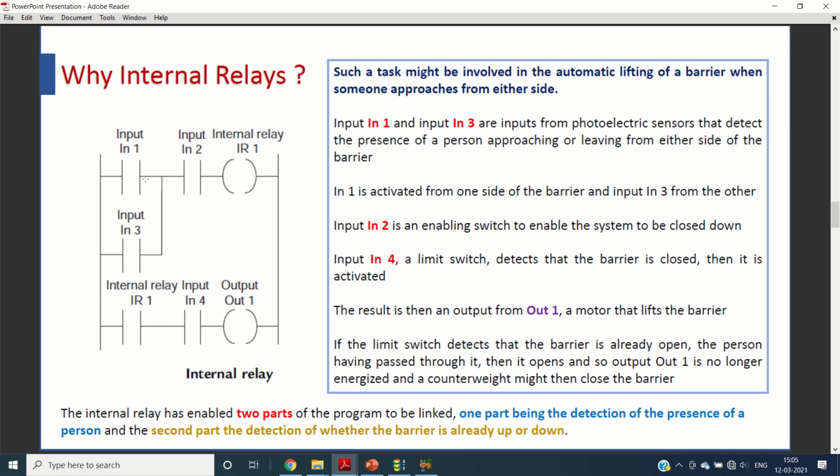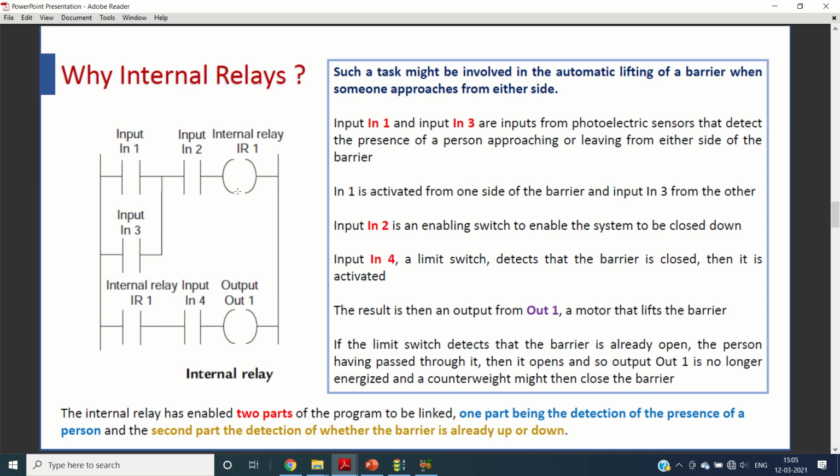Input 1 is a normally open contact. Input 3 is also a normally open contact. These are the two sensors. Now this is input 2. Input 2 is again a normally open contact. So we need to close this or we need to open this in order to make the system run or stop. This is a master control. You can think like that.